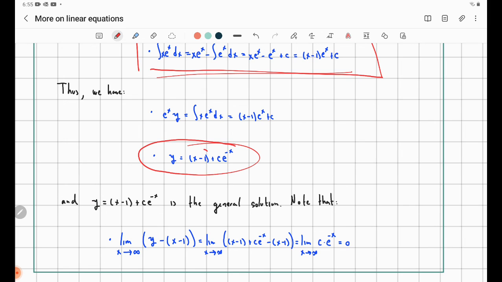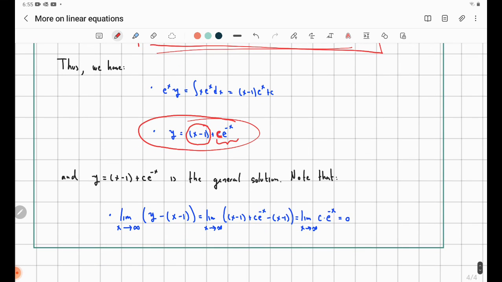It's given by a linear polynomial plus an exponential, which depends on a constant, which is the integration constant. And here appears the factor y equal to x minus 1, and this means that this line is an asymptote for all the integral curves.